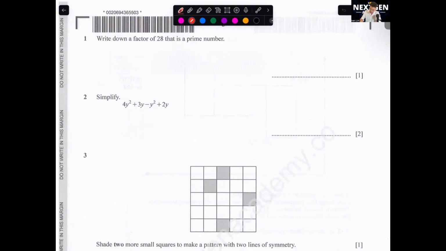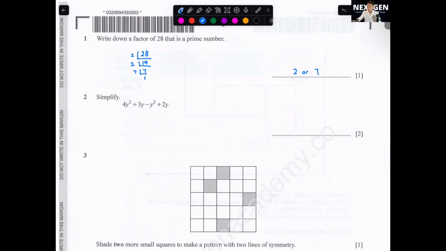So what is the meaning of factor? That means 28 can be divided by what number? So 28 can be divided by 2, then 7. So the answer will be 2 or 7. You just write one of it.